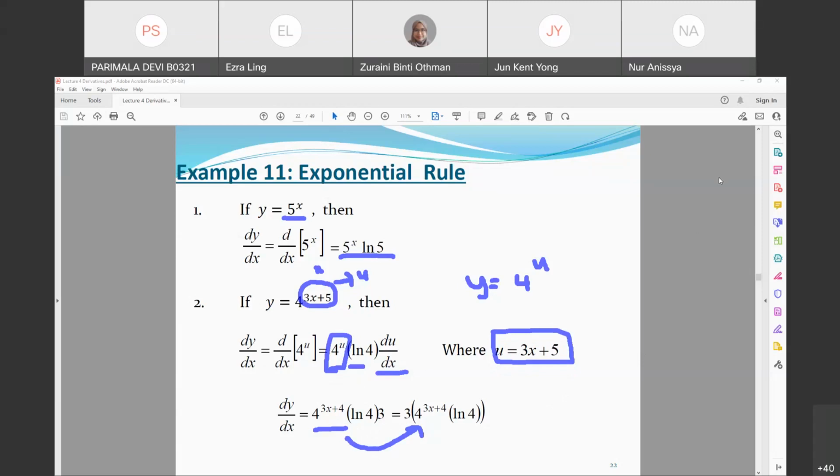Nak break 5 minit dah berasap. Kita ada Tan Kintong minta kita break. Okay, kita break kejap. Kita break sampai 11.55.